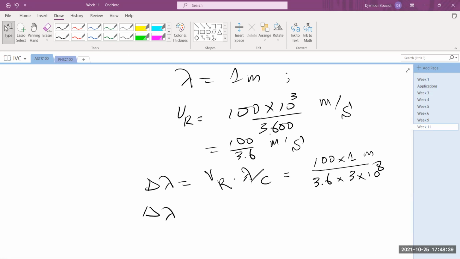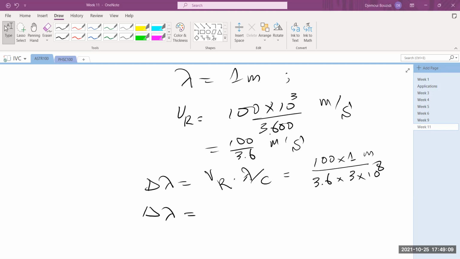So delta lambda, let me see quickly in here. I'm kind of curious, honestly. I have no idea how the radar gun works, what kind of technology it uses, what kind of signal it uses. So 100 divided by, open parentheses, 3.6 times 3 times 10 to the power 8. It's going to give me some decimal number for sure.